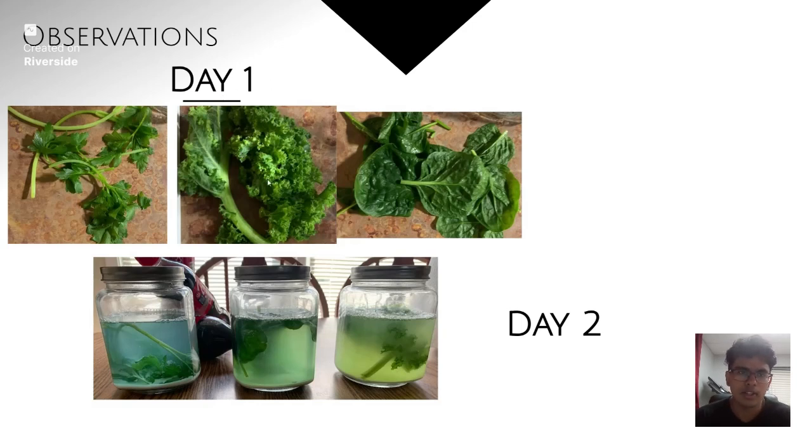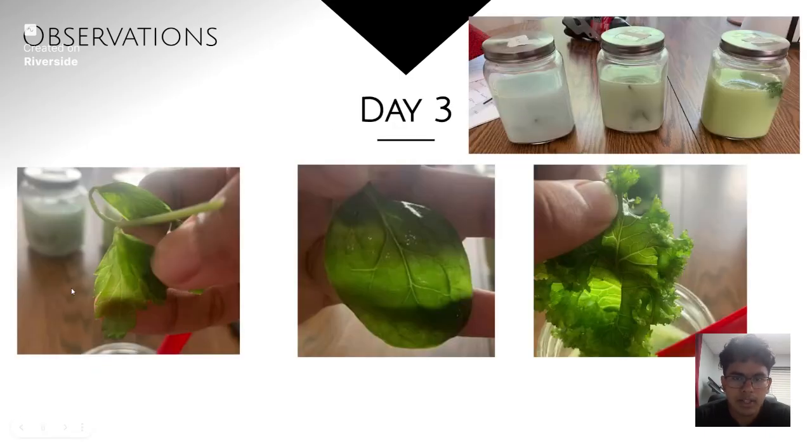Day one is these plants prior to the solutions, and on day two you can already see how some of the cellular material is dissolving into the solution. You can see kale is the most green solution while parsley is lagging behind, which is consistent throughout the experiment. This is day three. You can see all of the plants have become almost transparent, and parsley is more delicate than the others. This is what we're looking for in a decellularization experiment.